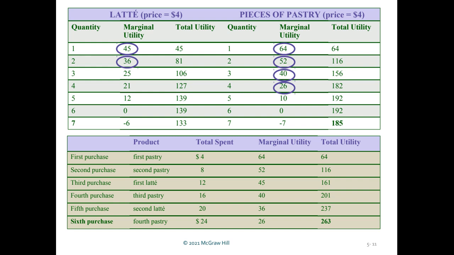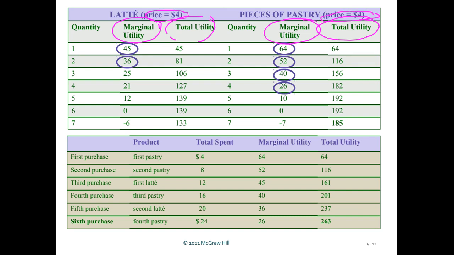Okay. Now see, these are marginal utilities. This is total utility. This is marginal utility, total utility, of two products. The price of latte is already given here, and the price of pastry is 4. Okay, and the data is given here.